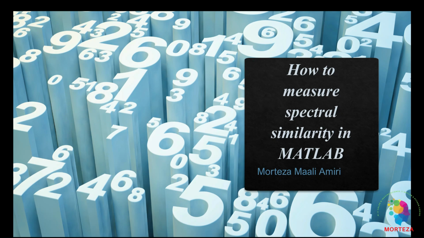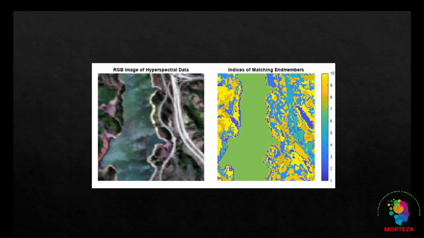As I said in this video, I want to talk about how we can measure spectral similarity in MATLAB. There are different ways to measure the spectral similarity between two spectra in MATLAB. There are 5 different methods you can use to estimate the spectral similarities between the two spectra. In this video, I want to show you how you can use these methods for hyperspectral image classification as well.